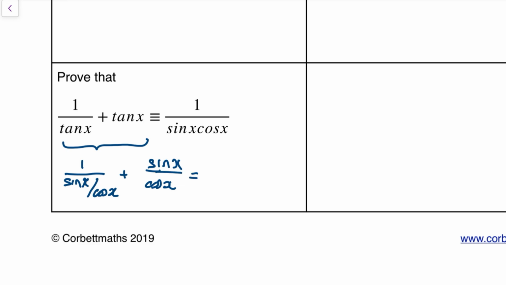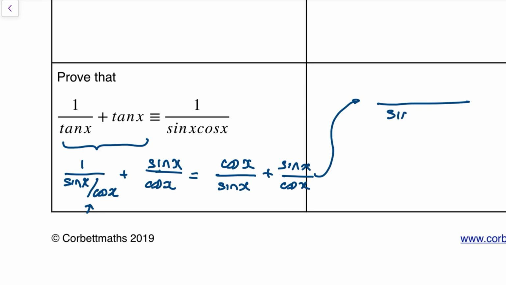Now, because this is a reciprocal, that's upside down. Actually, I could have just done the tan x's first. It doesn't matter. Let's carry on. So that's cos x over sine x plus sine x over cos x. And then common denominator. So my common denominator is going to be sine x cos x. That looks good. And then I'm multiplying this one by cos x, so it's cos squared x. I'm multiplying this by sine x, so it's sine squared x.